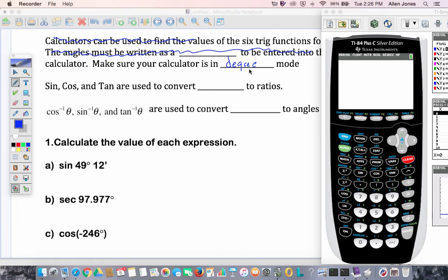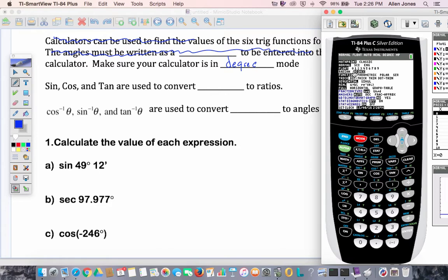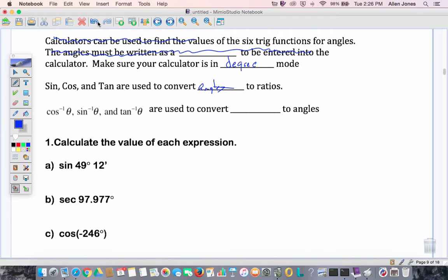And take a look at our calculator over here. Here's the mode function right here. Mode. If you go down to line number 3, make sure degrees is highlighted. That at least applies for now. As we progress through the book, we will be changing back and forth between degrees and radians as two different angle measures. But here you can see sine, cosine, and tangent are used to convert angles to ratios. So I'll refer to these oftentimes as the original functions, sine, cosine, and tangent.